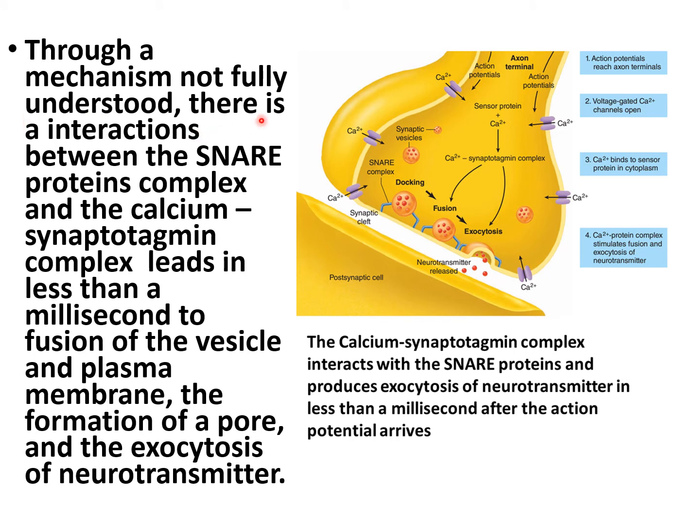Now through a mechanism not fully understood, there is an interaction between the SNARE protein complex and the calcium-synaptotagmin complex, which leads in less than a millisecond to fusion of the vesicle and plasma membrane. So there is a formation of the pore. There is a fusion of vesicle membrane and axonal membrane, pore formation occurs, and there is exocytosis of the neurotransmitter acetylcholine.